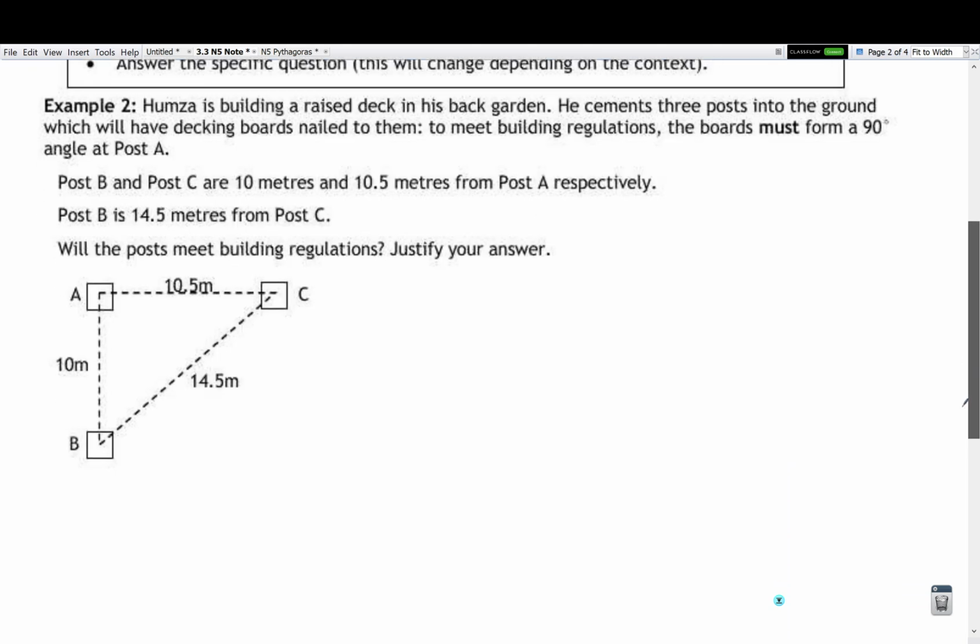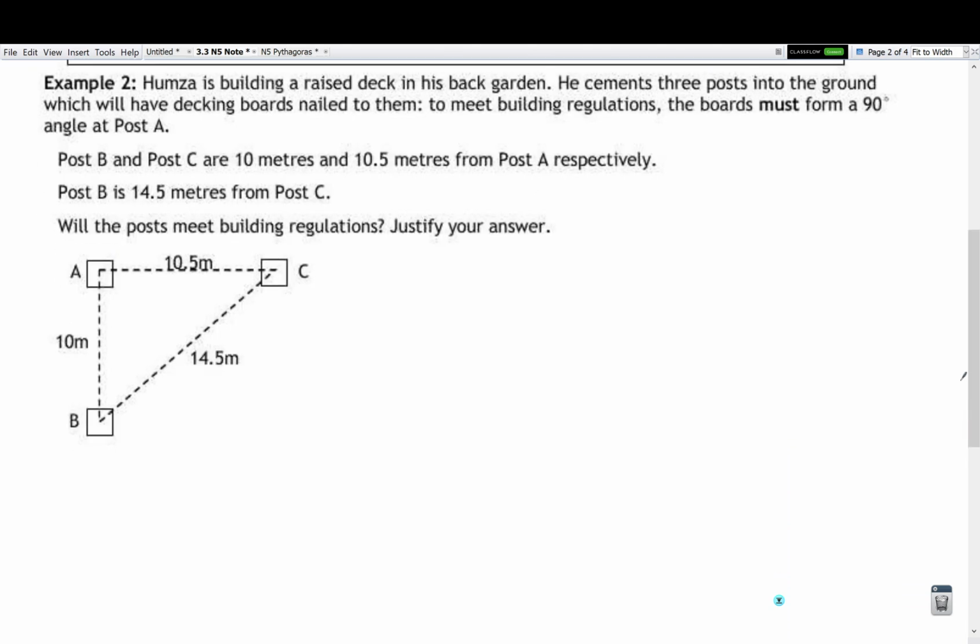So if we just look at this example, they will usually always be in a sort of real life context. In this case, we've got Humza is building a raised deck in his back garden. He cements 3 posts into the ground, which will have decking boards nailed to them. Now, to meet building regulations, the boards must form a 90-degree angle at post A. So the 90-degree angle must be at point A.